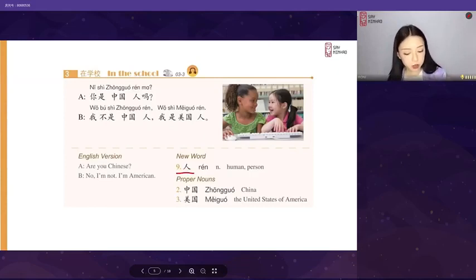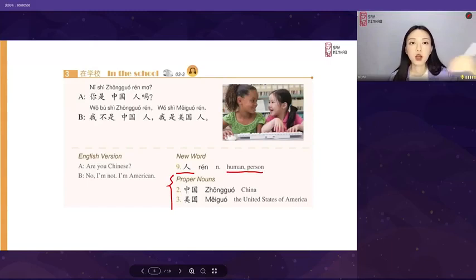As usual, the new words. First one is 人. Read after me, please. 人, the initial 日, the final 恩, second tone. It means human person. Now let's see the proper nouns. These two, we've already seen them in the warm-up part. First one is 中国. It means China. Next one, 美国, the United States of America.